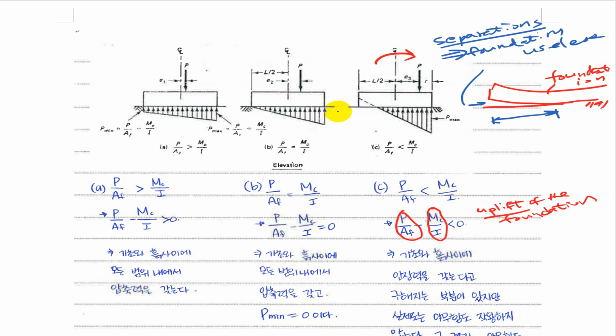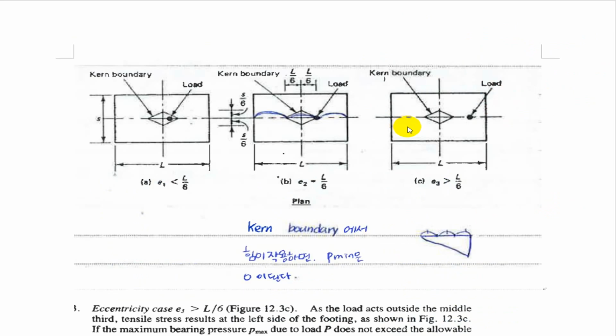Now, what we can do is redesign the foundation size bigger so that we can prevent overturning moment. How can we do that? Here, if your loading falls outside of the kern boundary, then we will have an overturning moment. And the kern boundary is defined as L over 6. This is L over 6. This is L over 6. So the entire width of the kern boundary is L over 3.